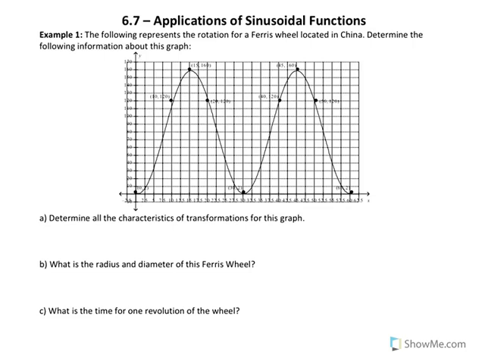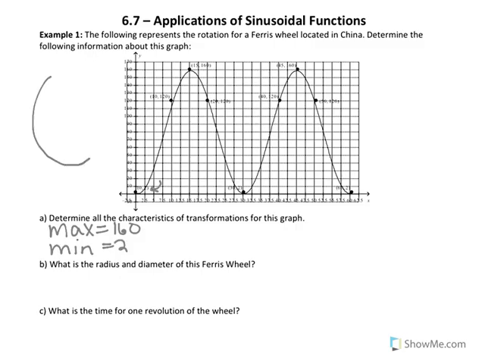6.7 Applications of Sinusoidal Functions. So the following is showing a Ferris wheel in China. We're going to figure out some of the characteristics of this graph. First of all, we have the max. The max is at 160. And we have the min, and it is at 2.